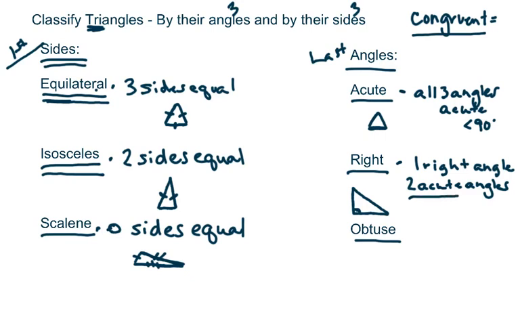Notice that they all have at least two acute angles. That's going to be true for the obtuse triangle too. It's going to have two acute angles, which means they're less than 90 degrees. But one, as the name suggests, is going to be an obtuse angle. I'll put up there 90 degrees for right.